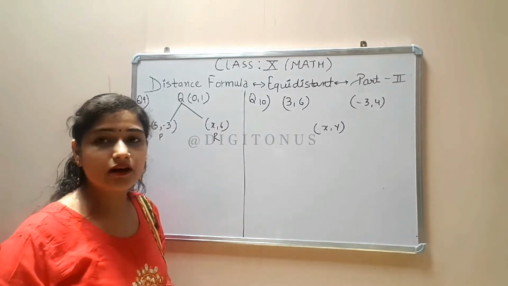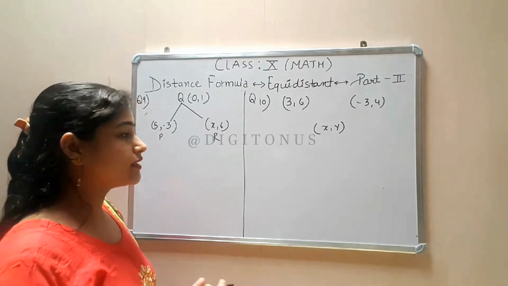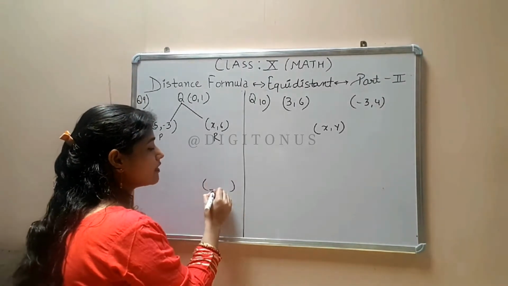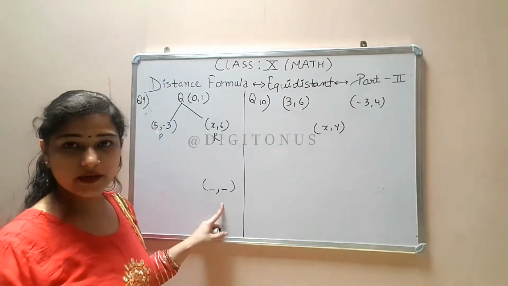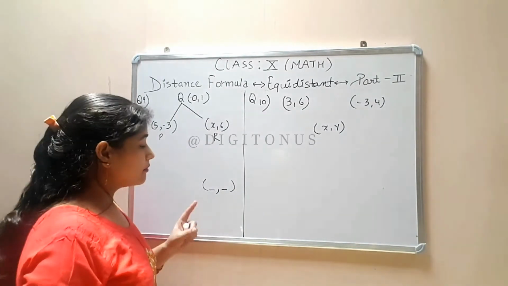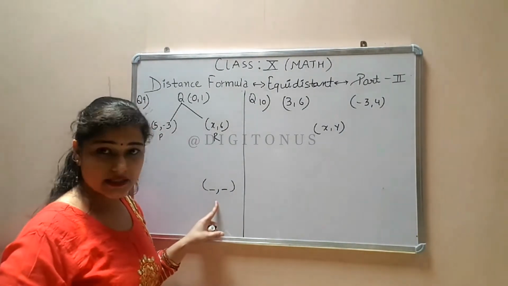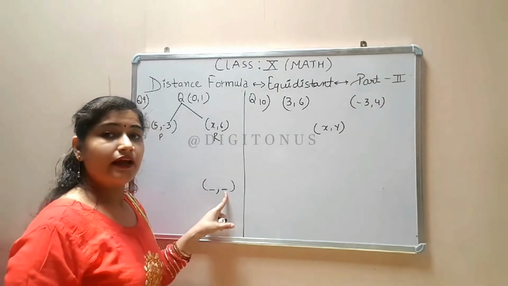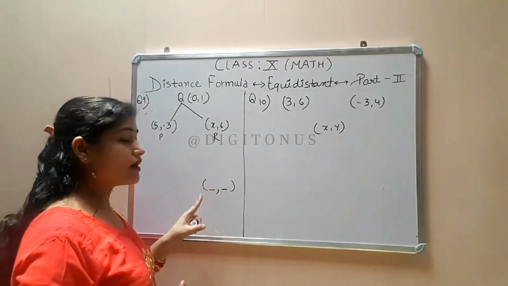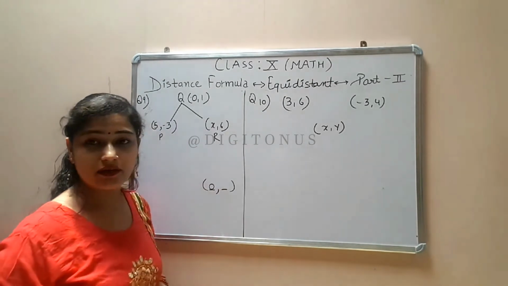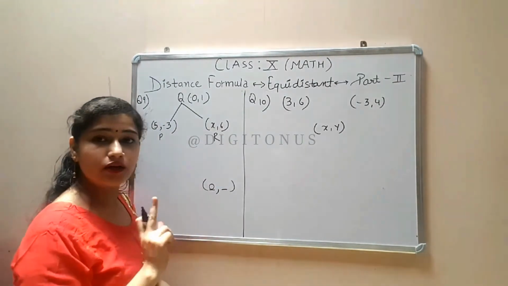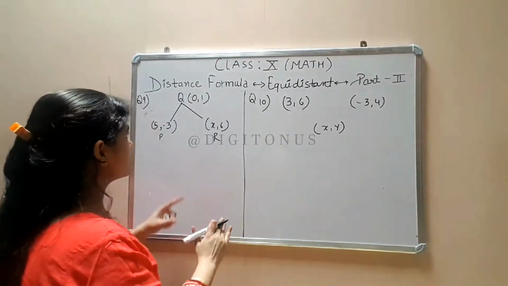So what happens in that condition? Students thought that we don't know the value of both coordinates and how to find them. But clearly they are saying that the point is on the x-axis, so the y value is 0, and if they say that the point is on the y-axis, then you will keep the x value as 0. Okay, so don't miss this. Now start question number 9.